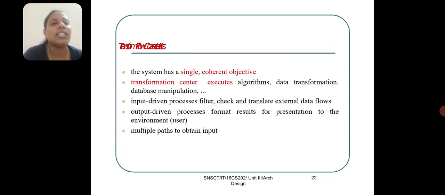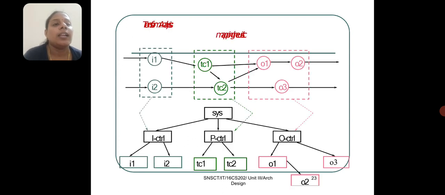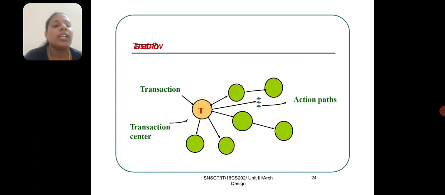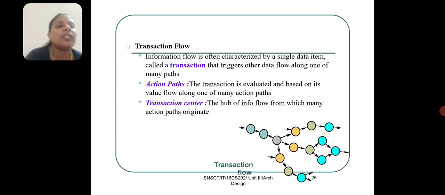The system has a single coherent objective. Transformation center executes algorithms, data transformation, database manipulation. Input driven processes filter, check and translate external data flow. Output driven processes format results for presentation to the environment. Multiple paths to obtain input. And these are all the methods and transaction paths.